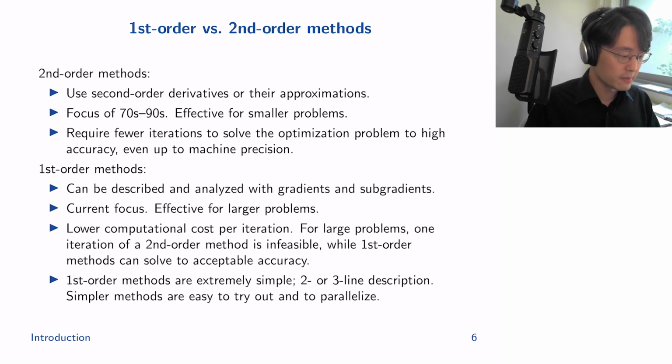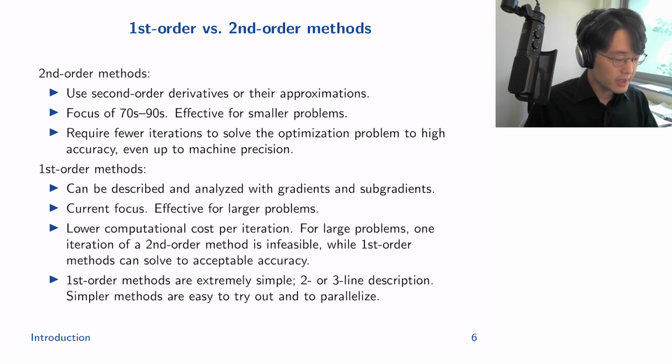Comparatively speaking, these methods require fewer iterations to solve the optimization problem to high accuracy, and often, when we can use second-order methods, solving the problem up to machine precision is very much feasible. On the other hand, first-order methods are methods that can be described and analyzed with gradients and subgradients. They are the current focus of the field, because these gradient-based methods are much more effective compared to second-order methods for solving large-scale optimization problems, including problems arising in machine learning.